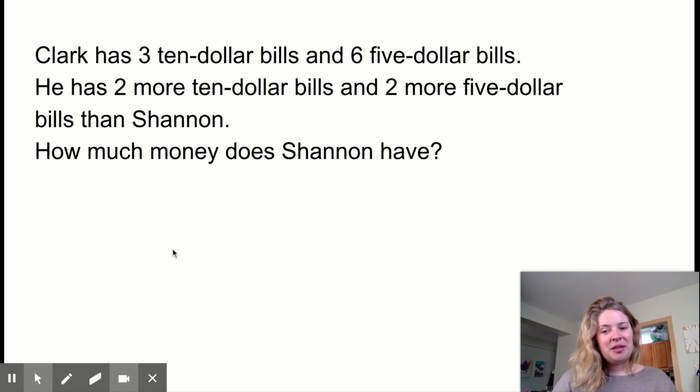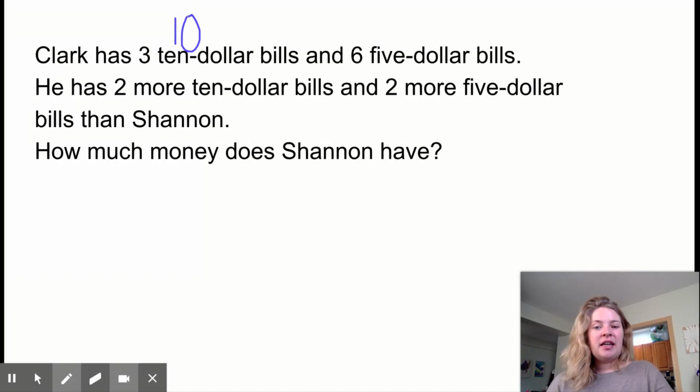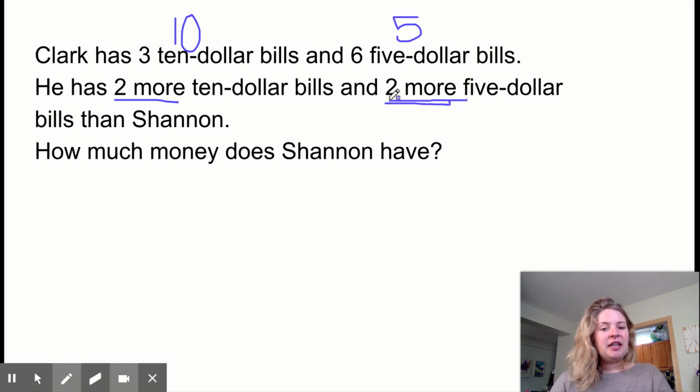Let's start with a challenging problem. Clark has 3 $10 bills. We know that a $10 bill is worth $10. He has 6 $5 bills. We know that a $5 bill is worth $5. He has 2 more $10 bills and 2 more $5 bills than Shannon. How much money does Shannon have?